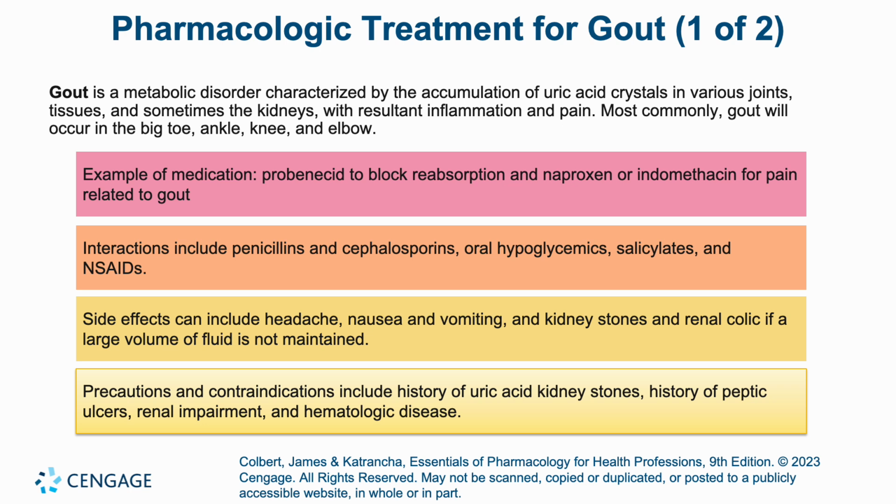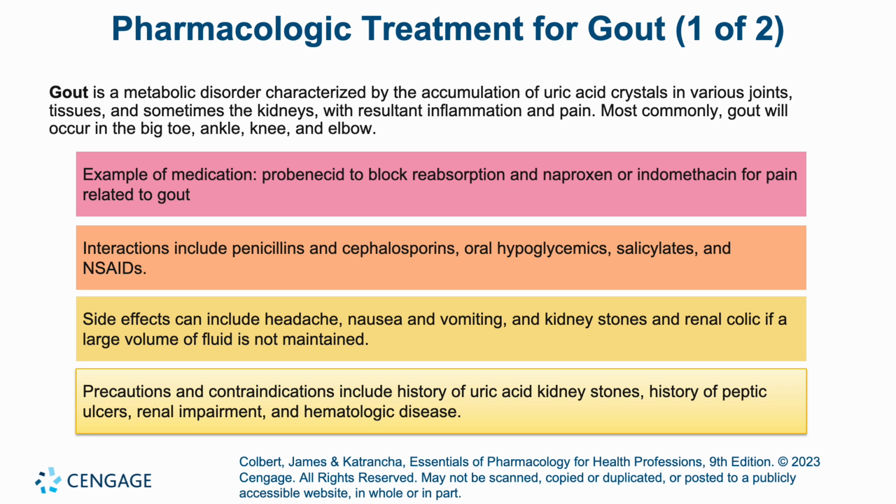The example of the medication given here is probenecid, and probenecid is the only one of these that is a uricosuric agent. And what that means is that probenecid blocks the reabsorption of uric acid, leading it to be excreted in the urine. Other medications that might be given are naproxen or indomethacin for pain related to gout.